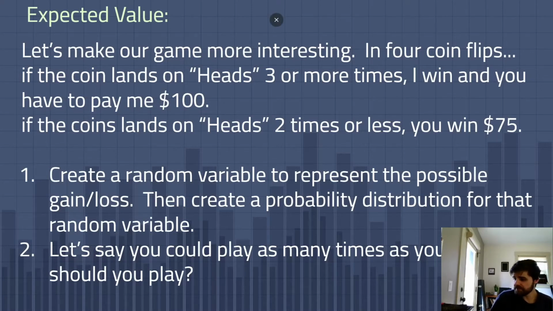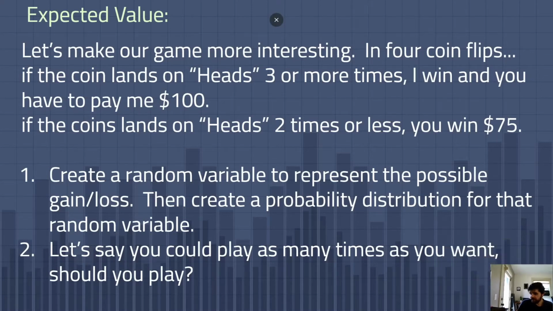Okay, so the next part says, let's make our game a little more interesting here. So we're going to do the same game, 4 flips, 3 or more I win, 2 or less you win. And we've already found out that you have a better shot of winning, 11 out of 16 versus 5 out of 16. So let's make it interesting. Let's say that if I win, you have to pay me $100. And if you win, then you're going to win $75.